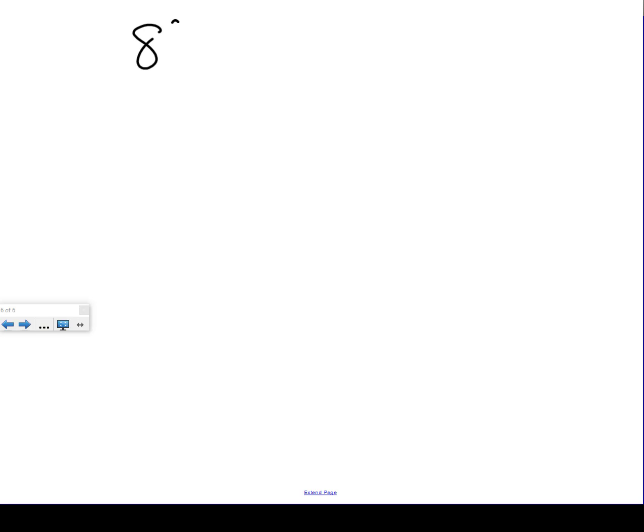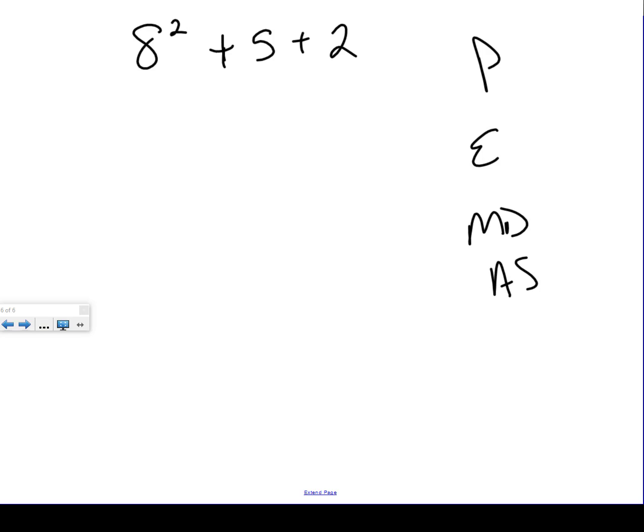I have 8 squared plus 5 plus 2. So we're talking about parentheses, exponents, multiply, divide, add, subtract. So are there any parentheses? Remember, parentheses are dividers, so they look like this. They're going to be little bracket looking things, or they could be little swiggle looking things like this. So I don't see anything in that problem, so we're going to mark that off and move on to the next one.